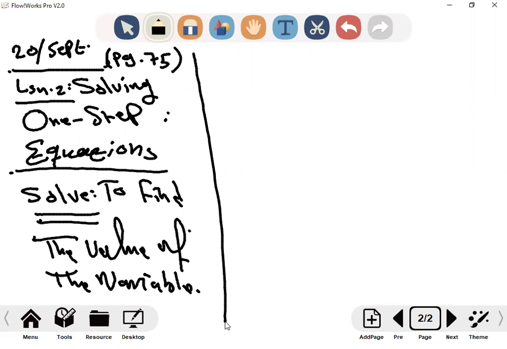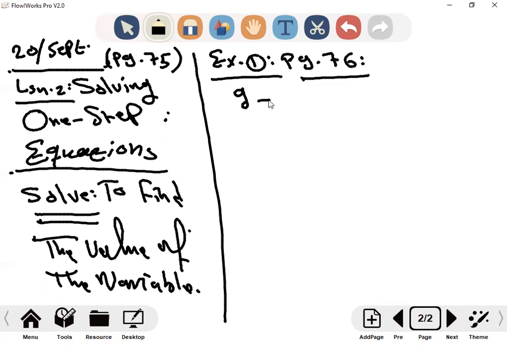So let's start with example 1. In the previous class, grade 6, we took one step equations, remember? We will use some of them now. Example 1, page 76. Solve the following equation. G minus 25 is equal to 113. In the example they said use the additive property. Additive property means if you have negative you will use positive. This is what we mean.